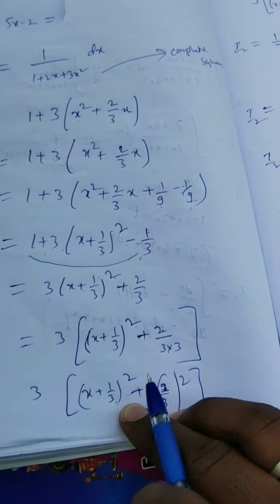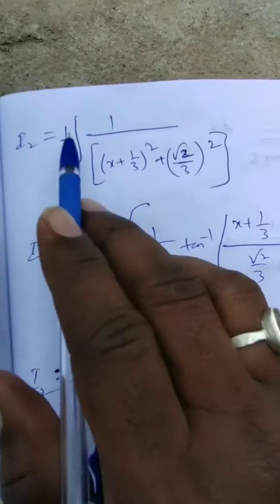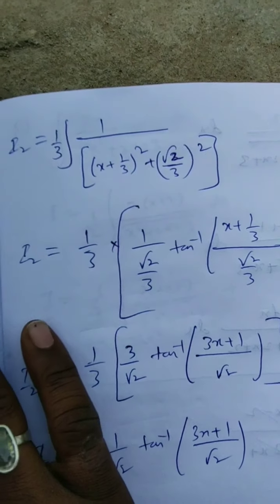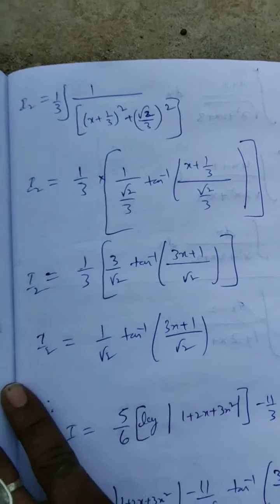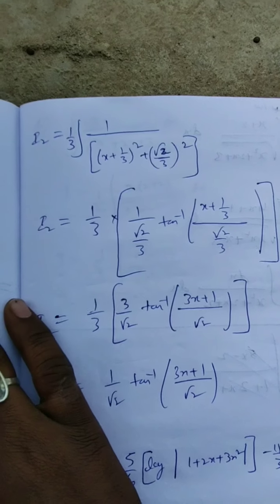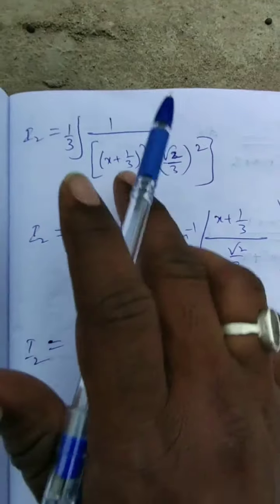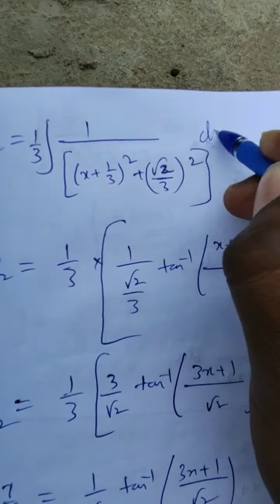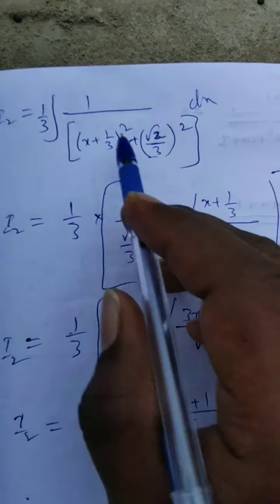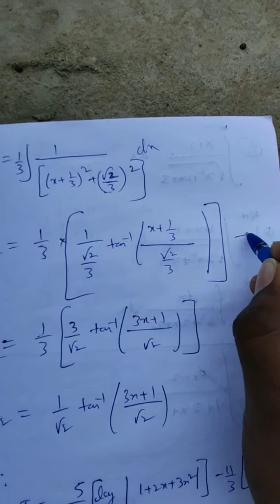How? x plus 1 by 3 whole square plus root 2 by 3 whole square. So I can write here I2 is equal to 1 by 3, 1 upon x plus 1 by 3 whole square plus root 2 by 3 whole square. Now it has become the perfect square method. Here, for 1 by x square plus a square, the formula is 1 upon a tan inverse x by a. So I2 is equal to 1 by 3, the integration of 1 upon x square plus a square, 1 upon a, this is a, 1 upon root 2 by 3, tan inverse, x is x plus 1 by 3, upon a, root 2 by 3, plus c is the answer.